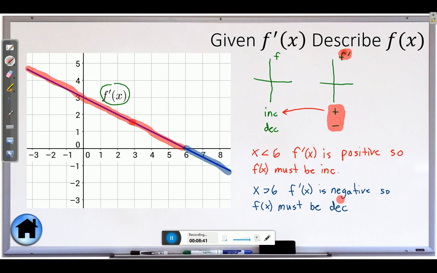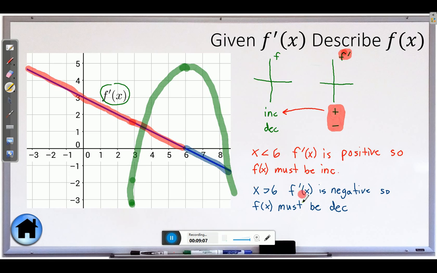So that means our function is increasing and then decreasing. Do we know exactly what it looks like? Right now, no. But if I were to draw a general increasing and decreasing function, it's going to be something increasing. And then right here, I have to switch from increasing to decreasing. So I'm going to come down like that. It's probably some kind of parabola. But again, right now we don't necessarily know exactly what that looks like.